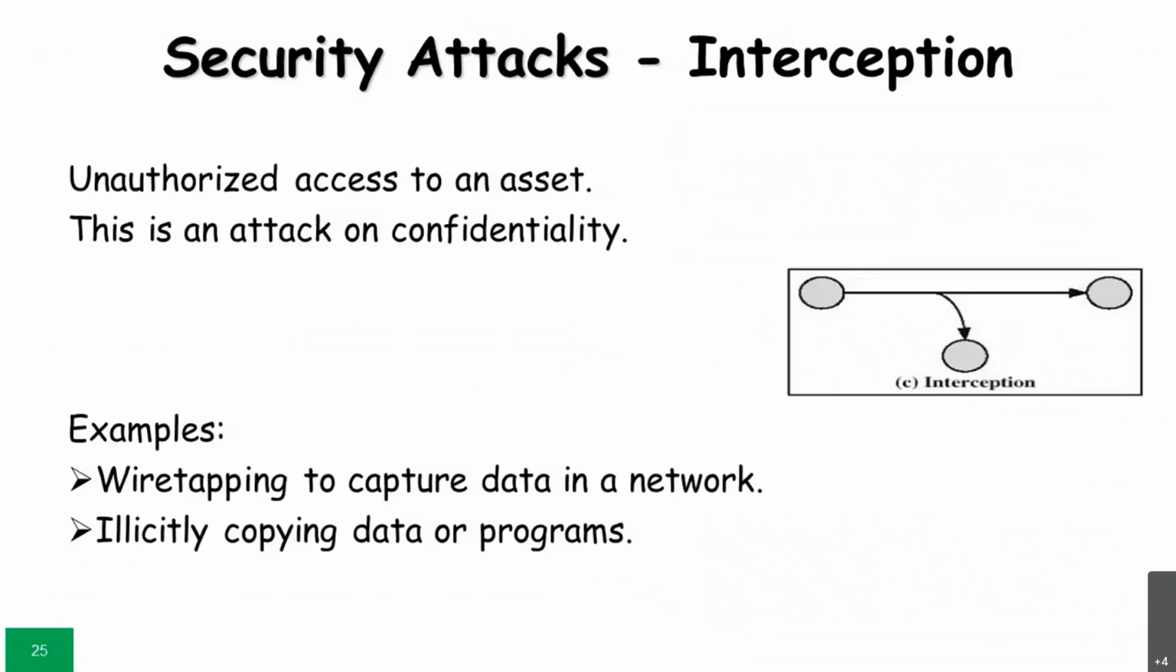Second term is interception. Interception is an attack on confidentiality. An unauthorized person or device can access the data or asset. For example, wire tapping. Wire tapping is also an example of interception. It is the attack on confidentiality. Illicitly copying data or programs.